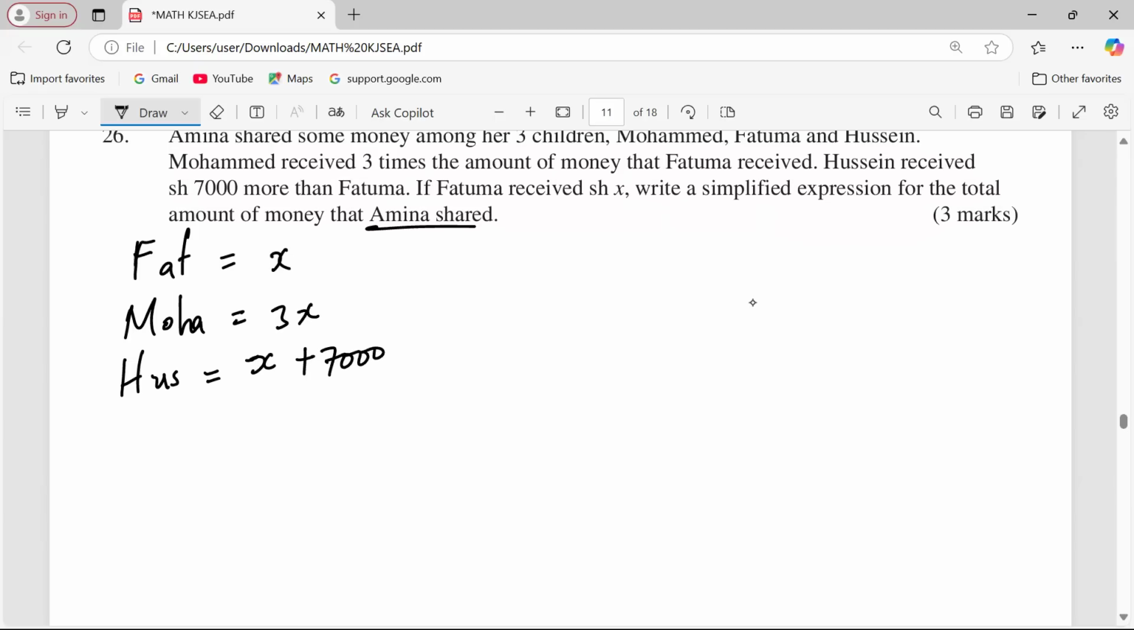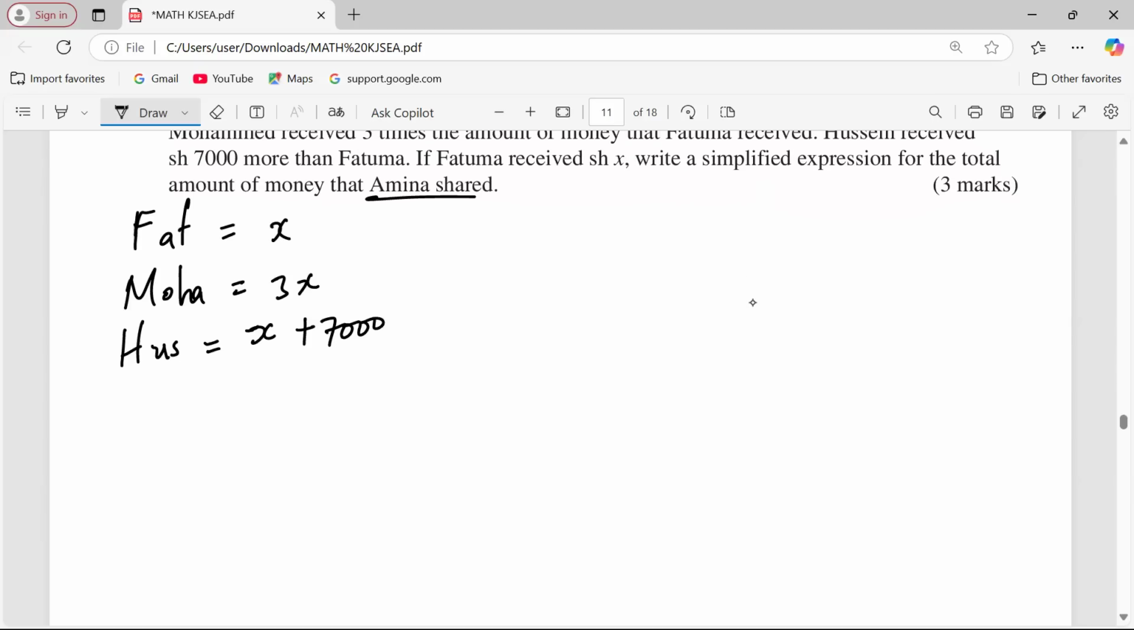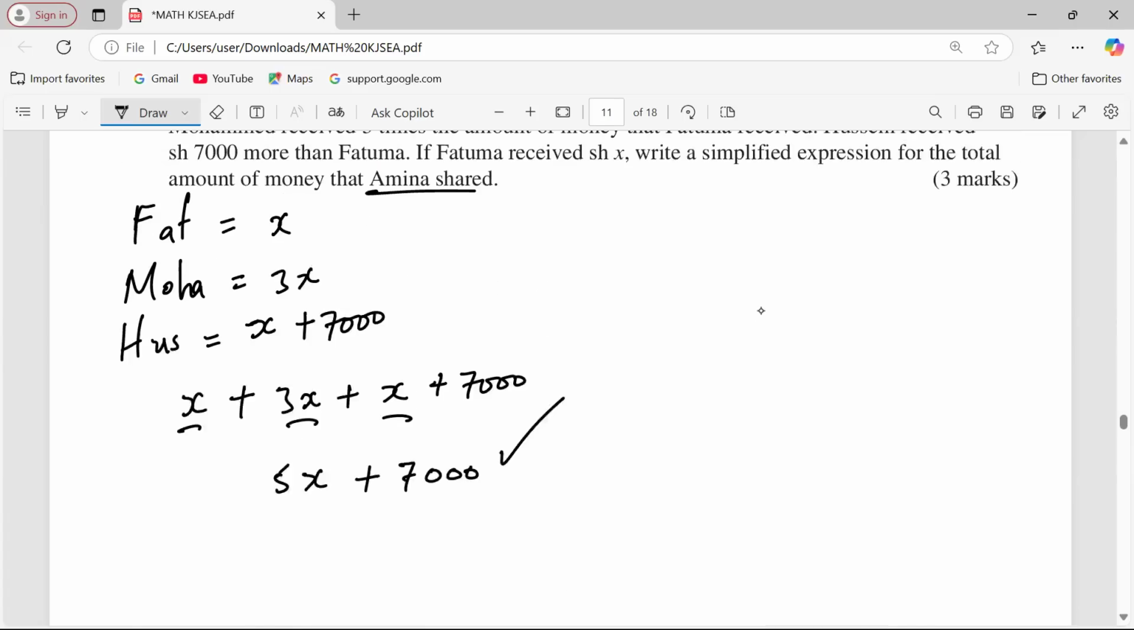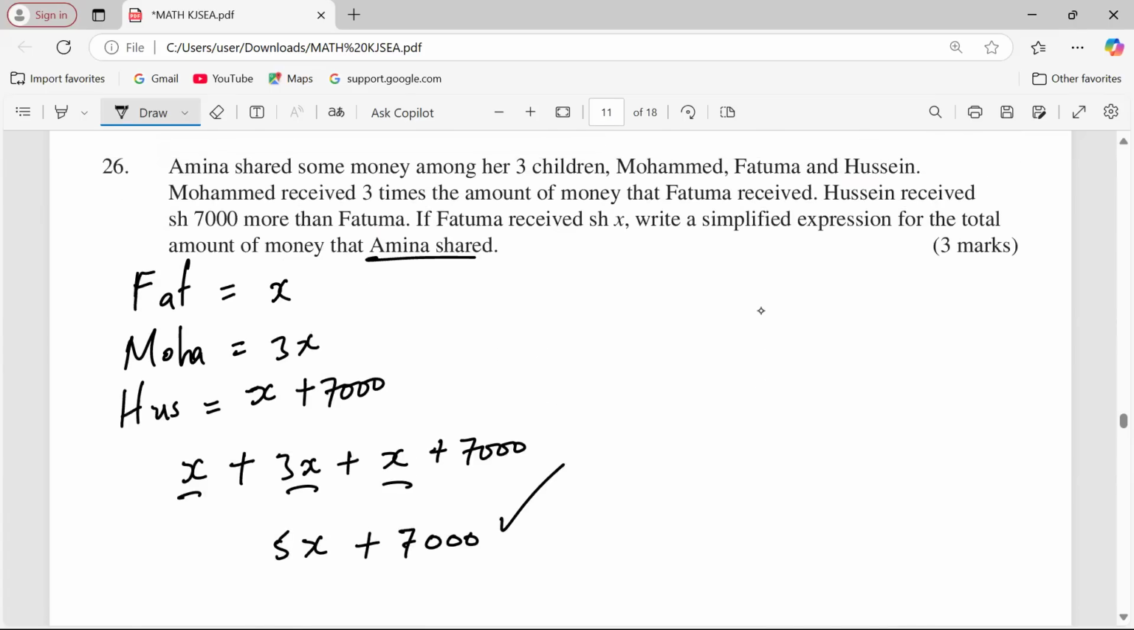Now we are writing the expression for the total amount that had been shared by Amina. So we will have X plus 3X plus X plus 7,000. So X plus 3X plus X gives us 5X, then plus 7,000. So that is the total amount of money as an expression that Amina shared amongst the children.